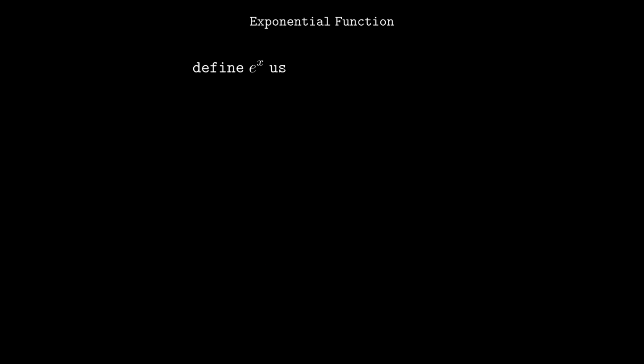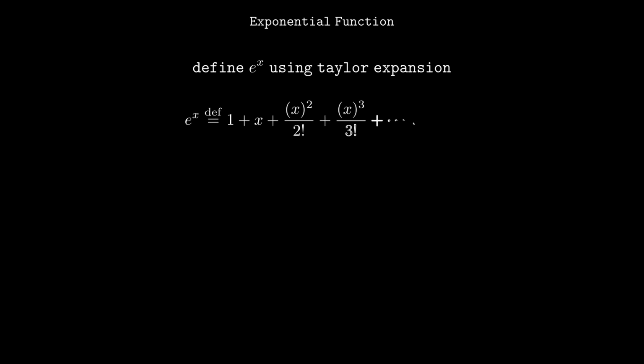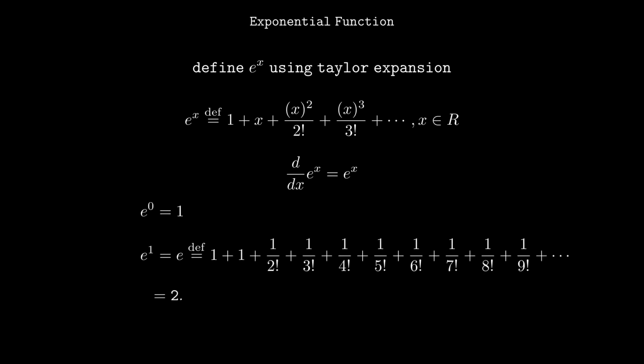In fact, the exponential function is defined by Taylor expansion. e to the power of x is defined as 1 plus x plus x squared divided by factorial of 2, plus x cubed divided by factorial of 3, etc. Obviously, the derivative of this function at any position is equal to itself. In fact, if the derivative of a function is equal to itself, then the function must be a constant multiplied by e to the power of x. In particular, e to the power of 0 equals 1, e to the power of 1 is approximately equal to 2.718218, which is the base of the natural logarithm, also called the Euler number.